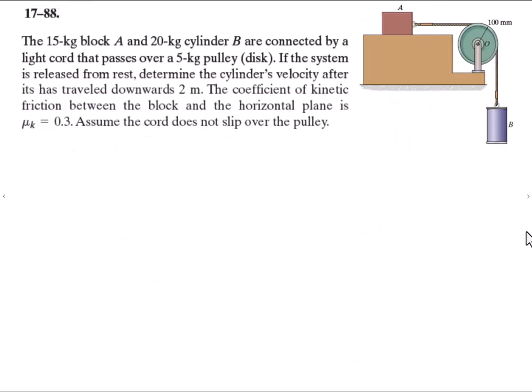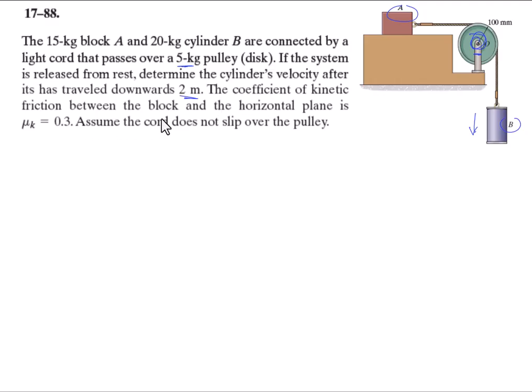Let's look at a couple more problems. Let's look at this problem where you have a 15 kilogram block A and a 20 kilogram block B connected by a light cord, so the mass of the cord is insignificant, over a 5 kilogram pulley. So this has a moment of inertia, it is a 5 kilogram disc. If the system is released from rest, determine the cylinder's velocity after it has traveled downward 2 meters. So we have to get the acceleration, an expression for the acceleration of this block, and then use the kinematics of chapter 16.